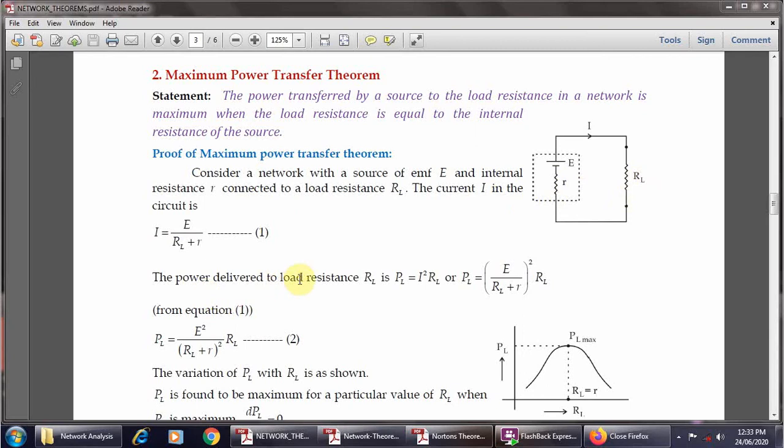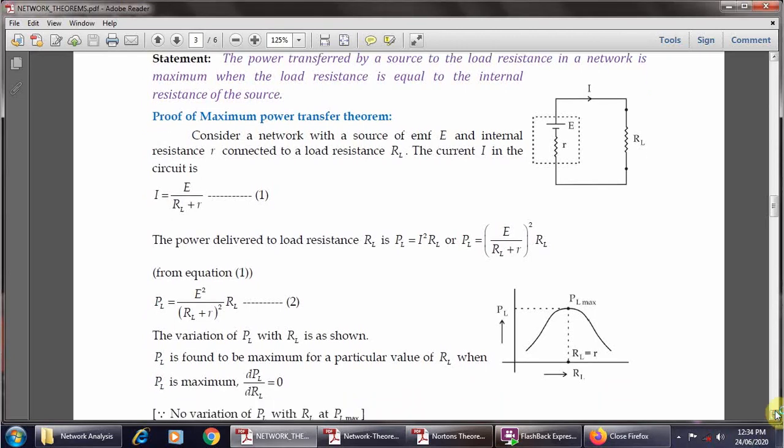The power delivered to the load resistance RL is PL, which is equal to I square into RL, or PL is equal to E upon (RL plus R) whole square into RL. So from equation number 1, the power delivered to the load is equal to E square upon (RL plus R) whole square into RL. This is equation number 2. Then from equation number 1 and equation number 2, we draw the graphical representation.